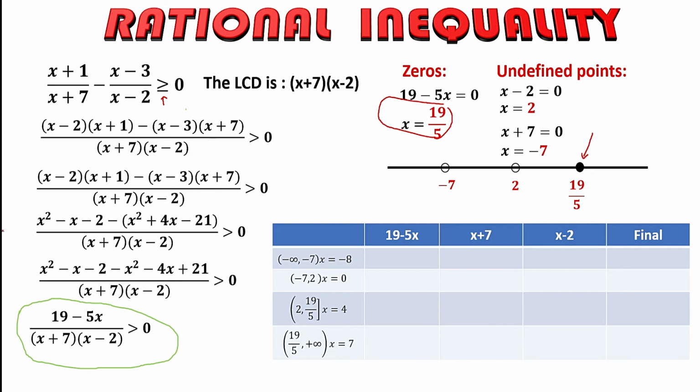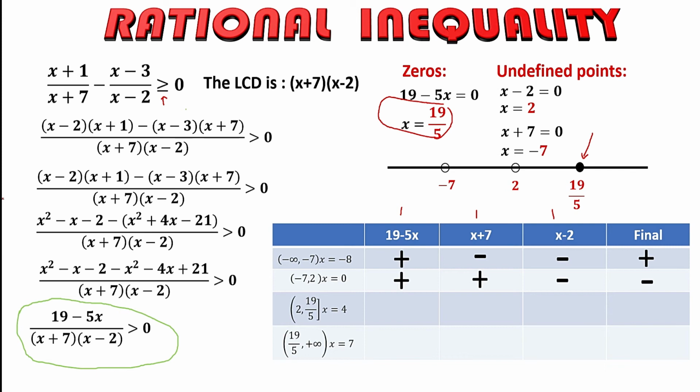The first column is the numerator. The second two columns are the two factors in the denominator. The first row is the interval from negative infinity to negative 7, negative 7 to 2, 2 to 19/5. You see I use a bracket because you need to include it. You select one number for each interval, plug it into the corresponding column, and do the same thing as in the exercise before.